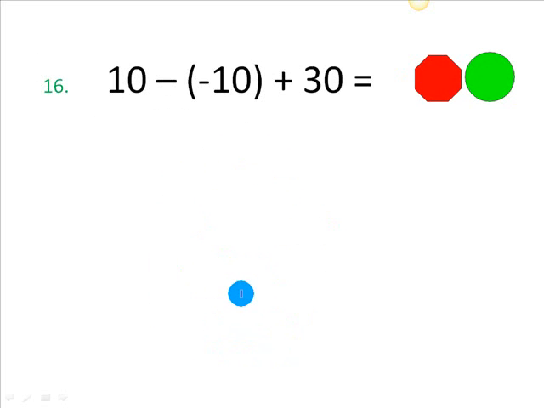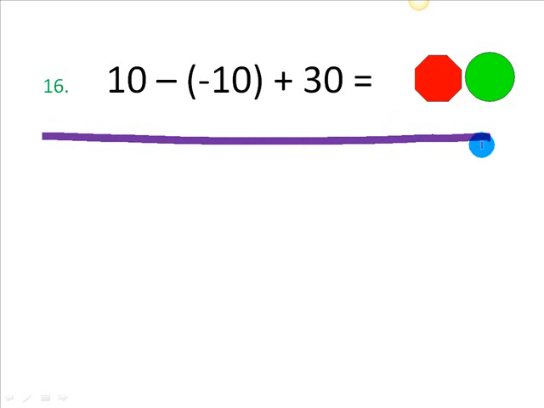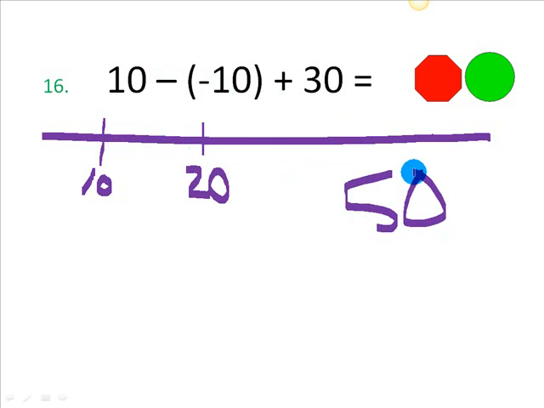Number 16, adding positive and negative numbers. Click on the stop sign. All right, let's visualize this. Here's a number line, and if I start at 10 on the number line, and I subtract a negative amount, subtracting a negative amount, taking away a negative, is a positive thing. So taking away negative 10 means that I'll advance 10 more down the number line, and I would be at 20. And 20 plus 30 is 50.